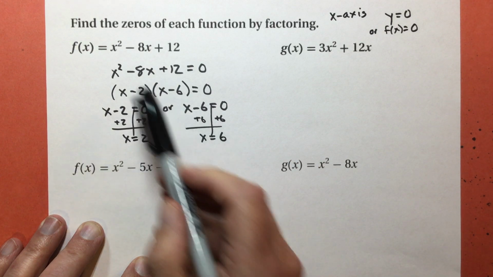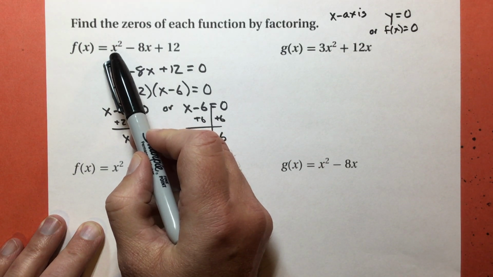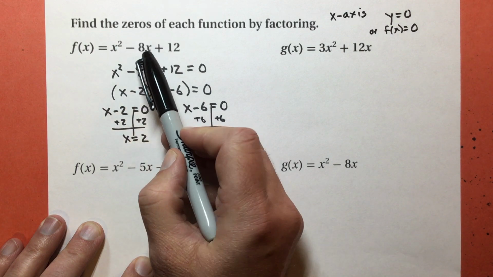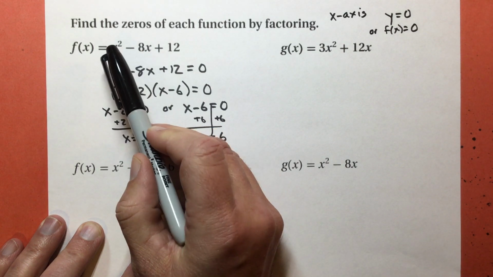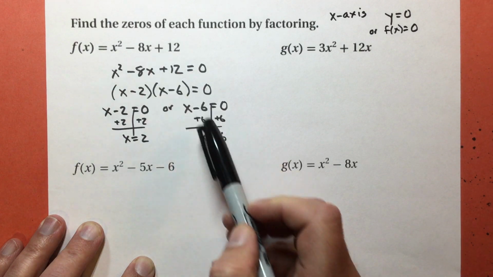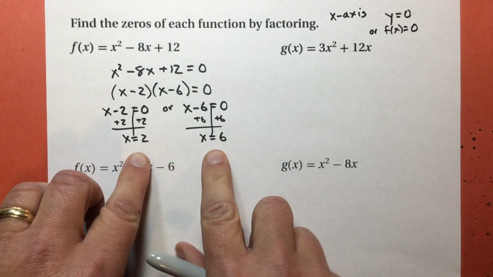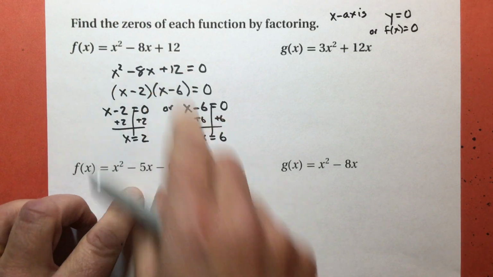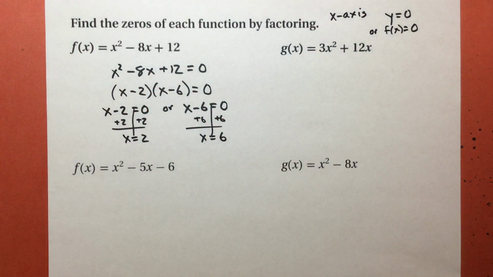For 6, 6 to the second power is 36. 8 times 6 is 48. 36 plus 12 is 48. 48 subtract 48 is going to be 0. So these are the two x values that make this 0, and we were able to figure that out by factoring.